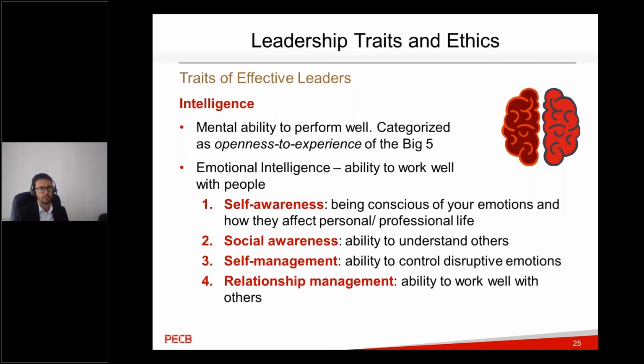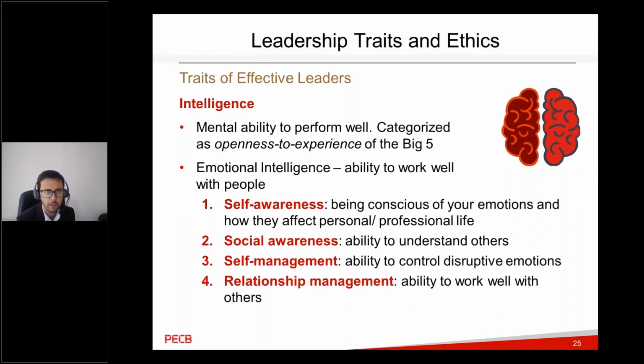There are four components that we need to discuss in regard to emotional intelligence and how it relates to leaders. Just like successful leaders, emotional intelligence tends to include high levels of self-awareness. By self-awareness, we mean that they are conscious of their emotions and how they affect their personal life. So in a sense, they are aware of themselves, their personality, and their emotions, and they know how to put these emotions to good use.